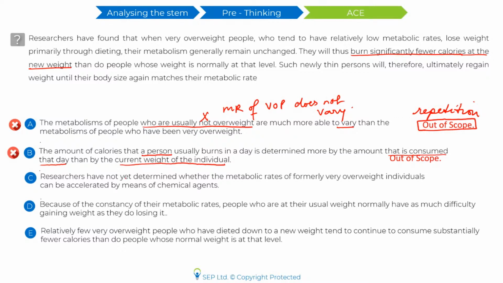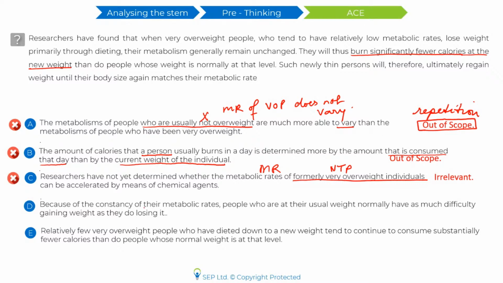Researchers have not yet determined whether metabolic rates of formerly very overweight individuals. So, formerly very overweight individuals refers to newly thin people. So, researchers have not yet been able to determine whether the metabolic rate of newly thin people can be speeded up or not by chemical agents. Chemical agents out of scope. That's totally irrelevant, not even out of scope.